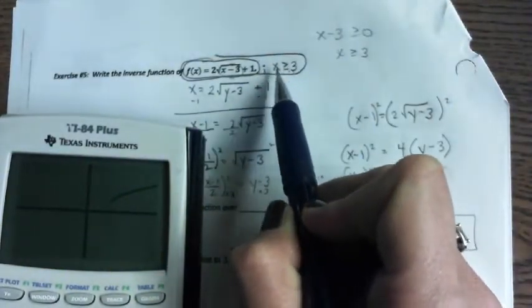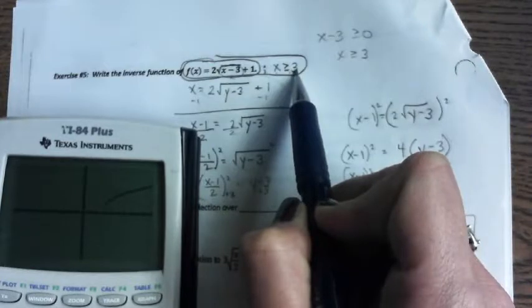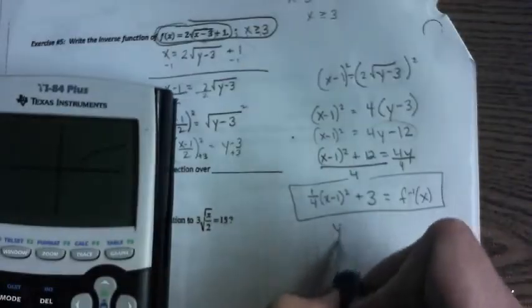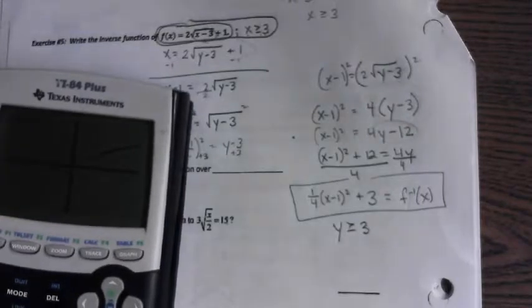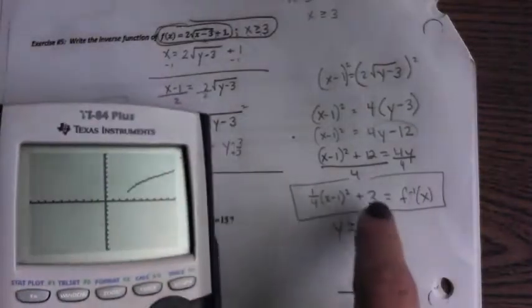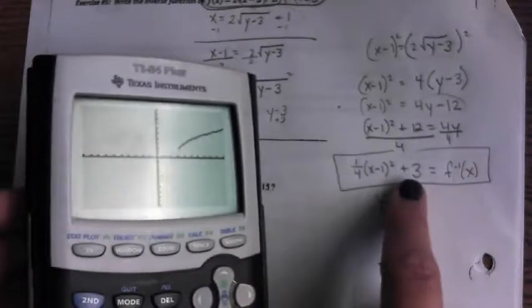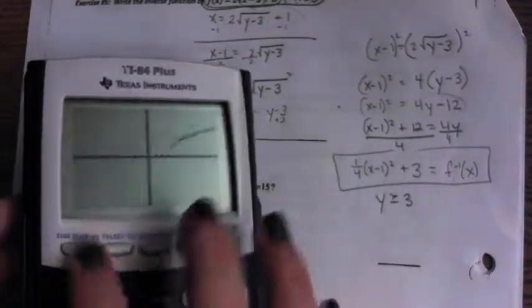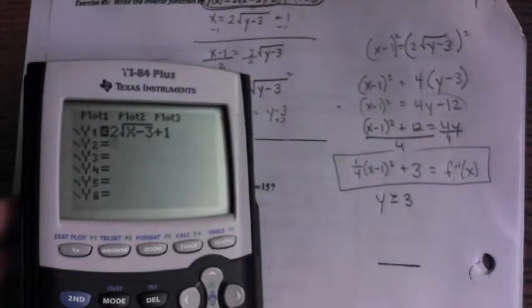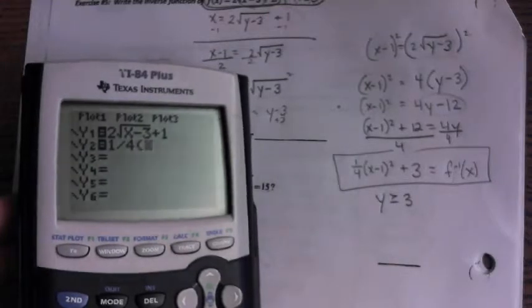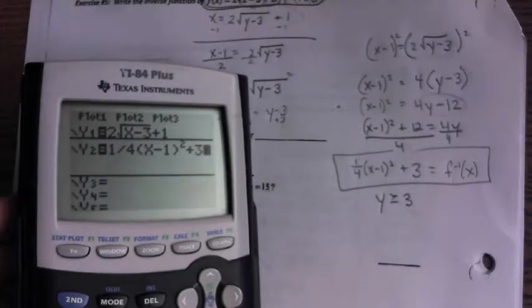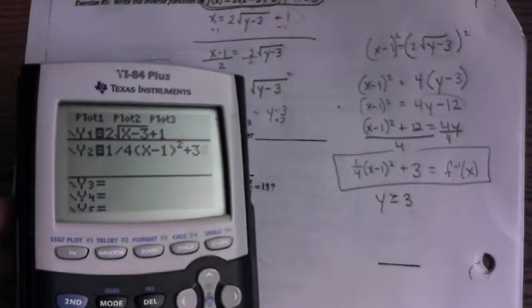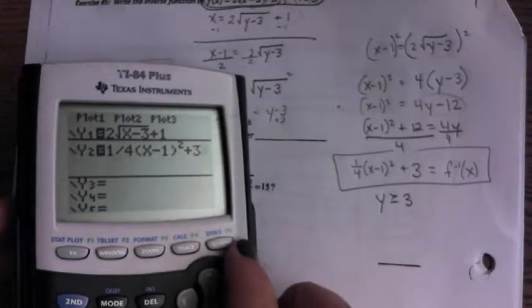In your original, if x has to be greater than or equal to 3, then in your inverse, y has to be greater than or equal to 3 because all things flip-flop. So when I graph this inverse function, and I'll just do this version of it, 1/4 x minus 1 squared plus 3. What you're going to notice, well, I don't know.